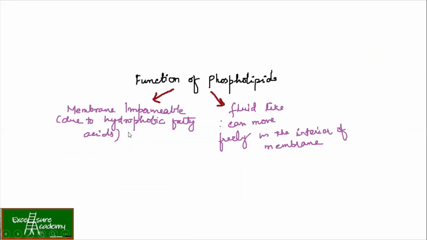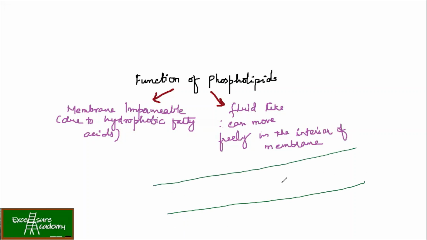Now coming to the functions of the phospholipids. I already mentioned they are impermeable because of the hydrophobic fatty acids, so it does not allow anything to just cross. And fluid-like, so it can move freely in the interior of the membrane. This fluidity of the cell membrane is very important, and so is the cytoskeleton structure present inside. As you know, the cytoskeleton is made up of microtubules, intermediate filaments, and actin filaments. So actin filaments plus the fluidity of the cell will make your cell move from one place to another. एक example देती हूँ. I hope you guys can imagine. Let us say that this is your blood vessel.